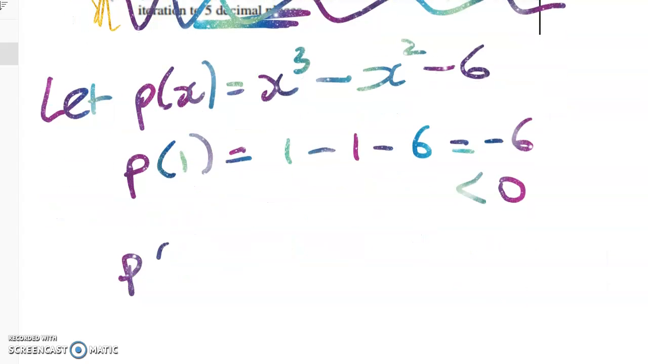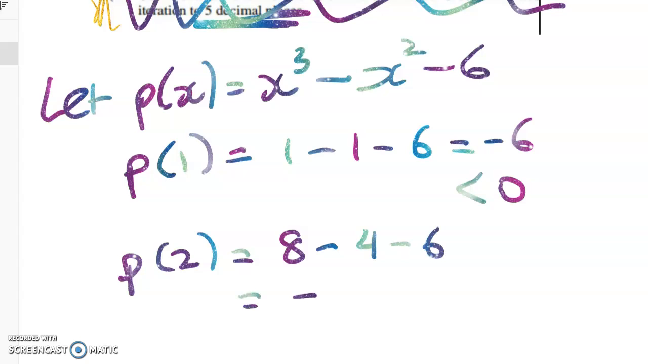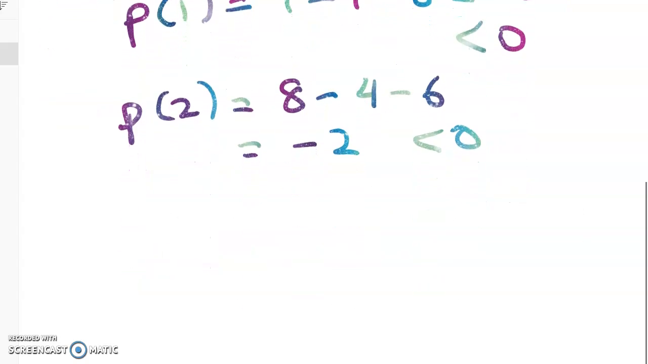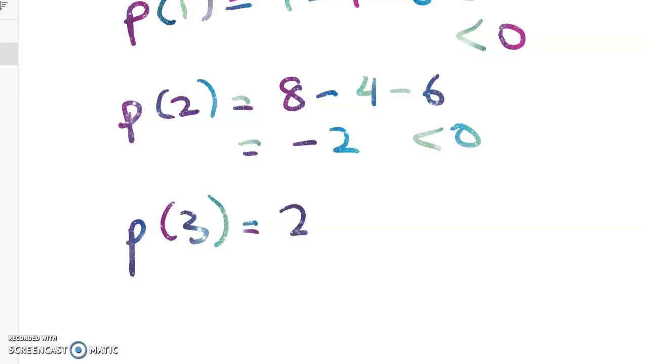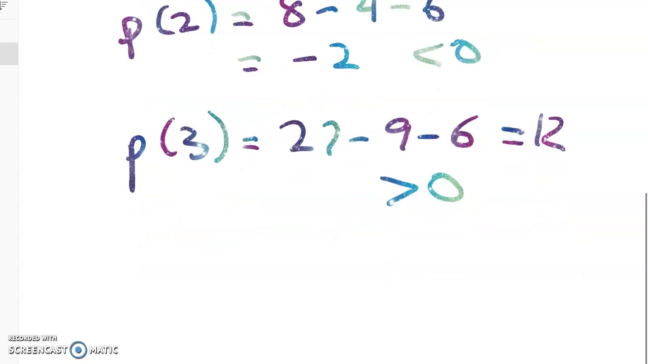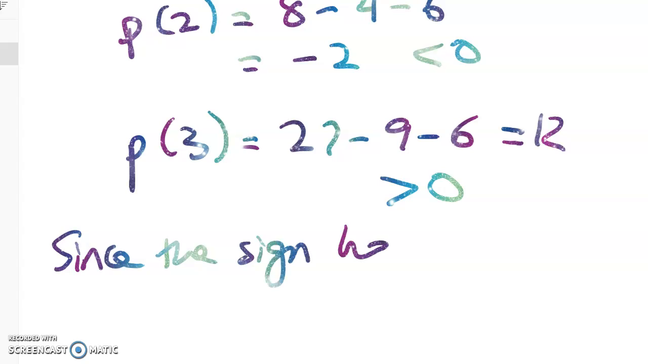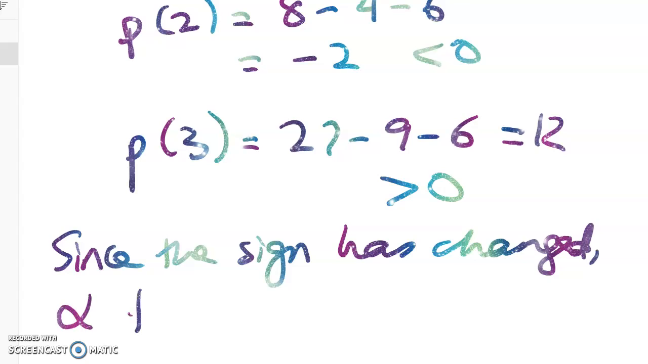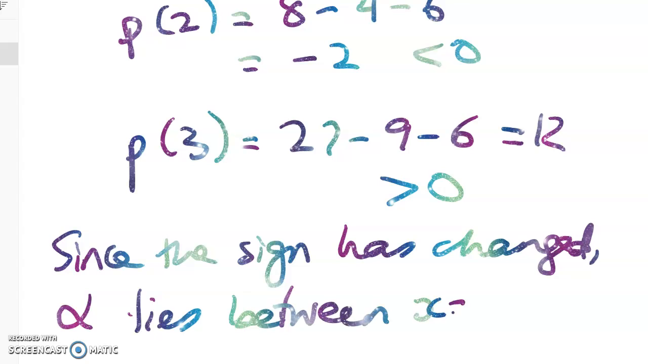So I'm looking for a sign change. Next we get p of 2 is equal to 8 minus 4 minus 6, which is negative 2, which is still less than 0. But we're getting closer, and then p of 3 works out to be 27 minus 9 minus 6, which is 12, which is greater than 0. Okay, so then we're going to say, since the sign has changed, alpha, the root, lies between x equals 2 and x equals 3.